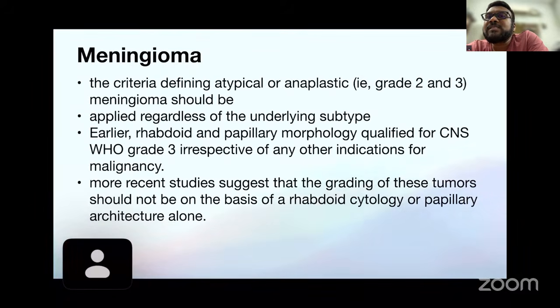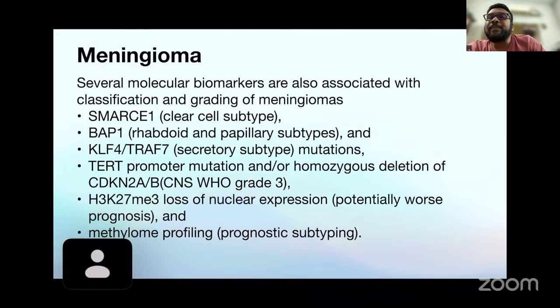Regarding meningiomas, what is important is that, regardless of the underlying subtype, whether it is rhabdoid or papillary, that by itself is not enough to grade it as grade 3. More recent studies have shown that the histology, that is the rhabdoid or papillary architecture, alone is not enough to take it as grade 3.